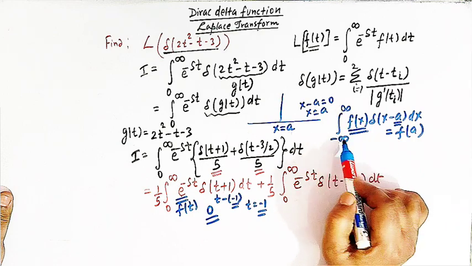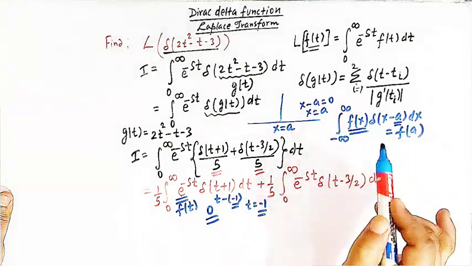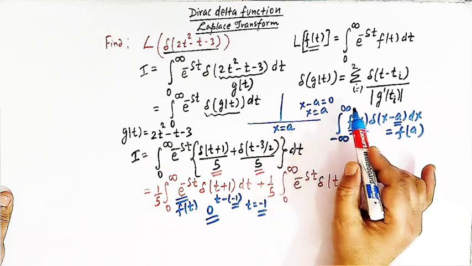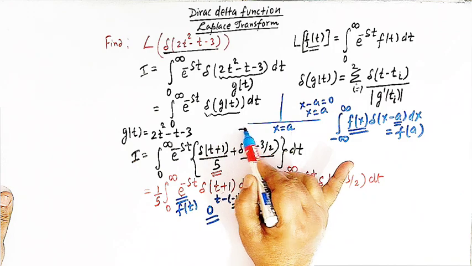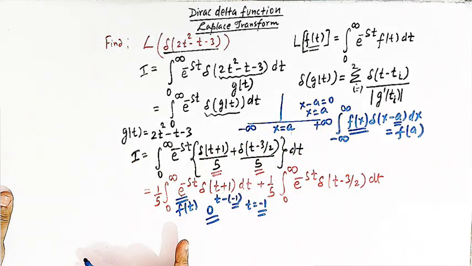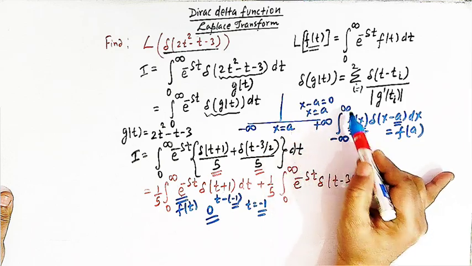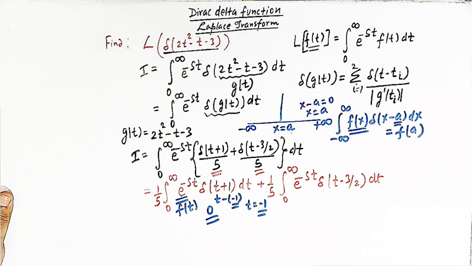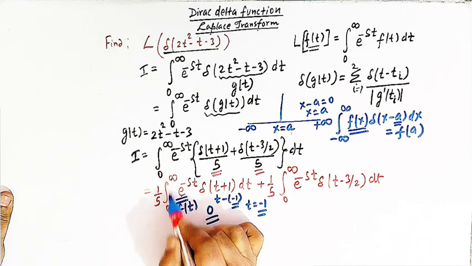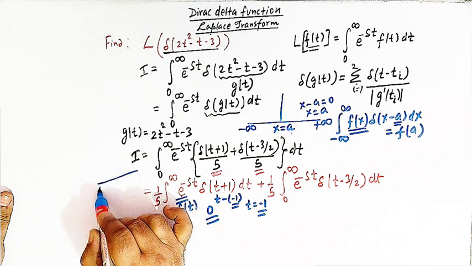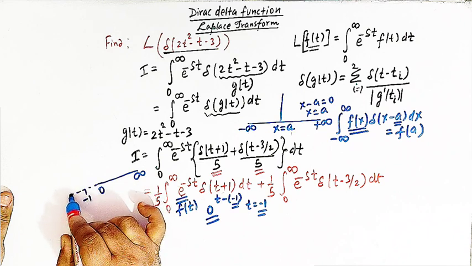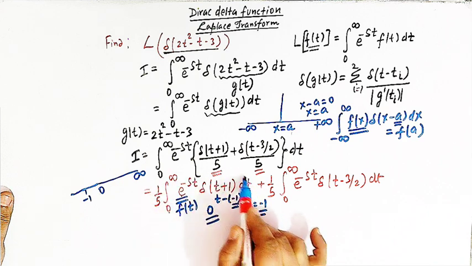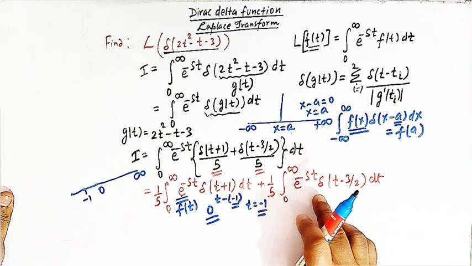Because the value of this integral is equal to f of a only when this point x is equal to a lies within the limits, right? So here we are taking the limits minus infinity to infinity. So here we have minus infinity and here we have plus infinity, right? So this point must lie within the lower limit and the upper limit, and here t is equal to minus 1 does not fall within these two bounds, that is 0 and infinity, right? Because here we have 0, here we have infinity, and t is equal to minus 1 lies over here, right? Okay, so the value of this integral is equal to 0. So we are now left with only this integral.